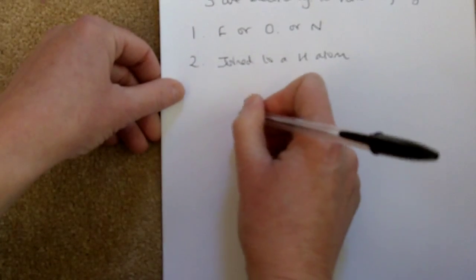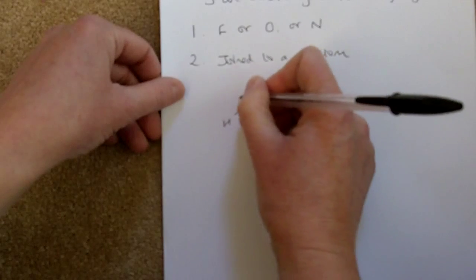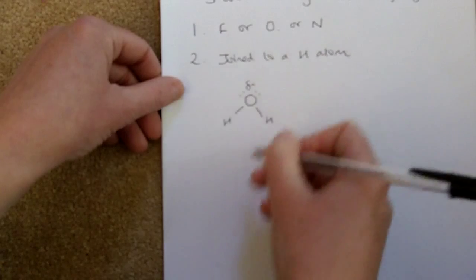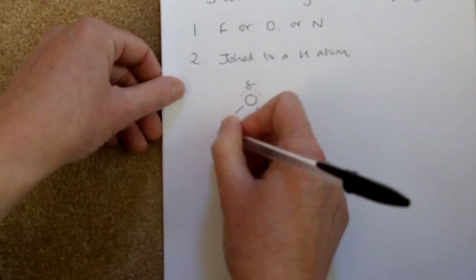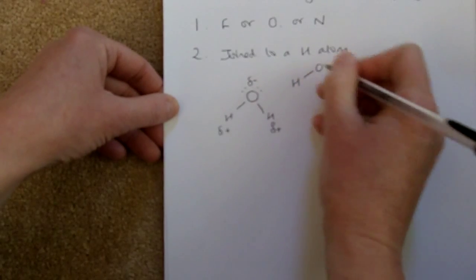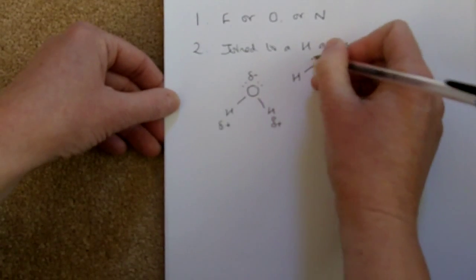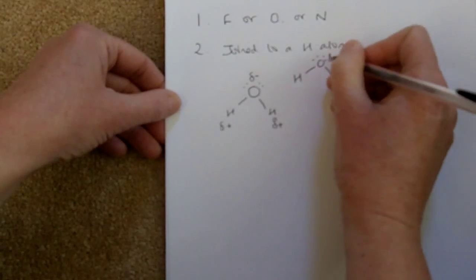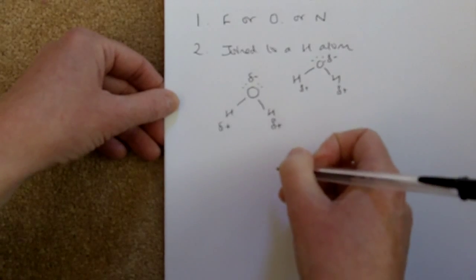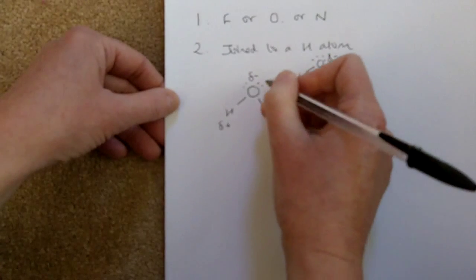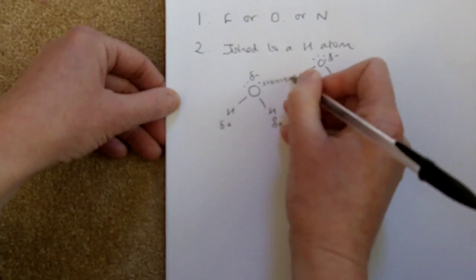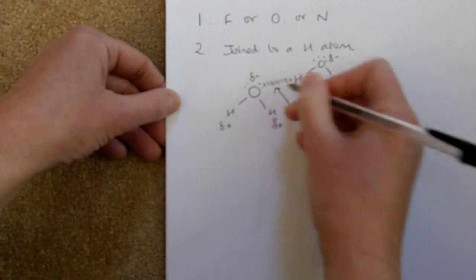So you've got water, non-linear, slightly negative, electronegative oxygen atom. It's a polar molecule, okay? And if you take another water molecule, there's a covalent bond inside the molecule, slightly negative, slightly positive, okay? The hydrogen bond is between the lone pair on the electronegative atom and the hydrogen. That is a hydrogen bond.